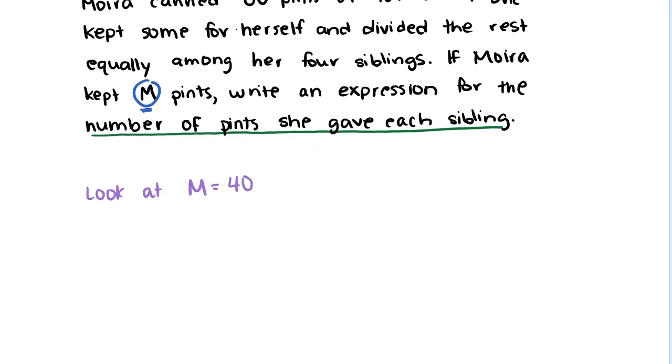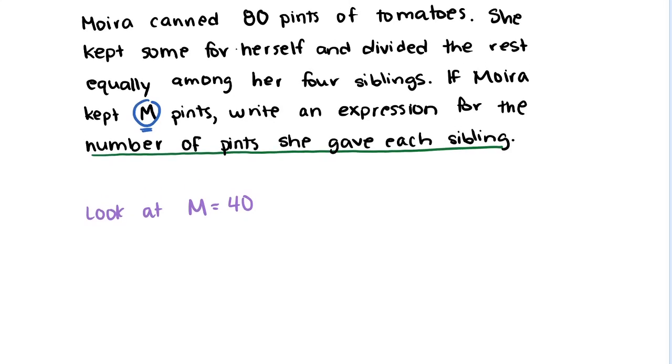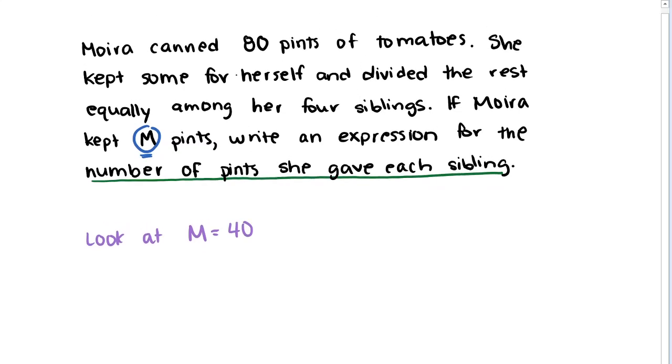And so here, if m is equal to 40, how would we compute what we're looking for here? M is equal to 40 means that she's keeping 40 pints for herself, and then we're looking for how many pints she gave to each of her different siblings. Well, the story says that the first thing she does, she keeps some for herself. So here we're going to take this 40 and it's going to get subtracted away from the 80 pints that she started with, right? That's she has 80 pints, she's keeping 40, then we're going to take that 40 away, and whatever's left over, that's what she's going to split up evenly amongst her siblings, right?